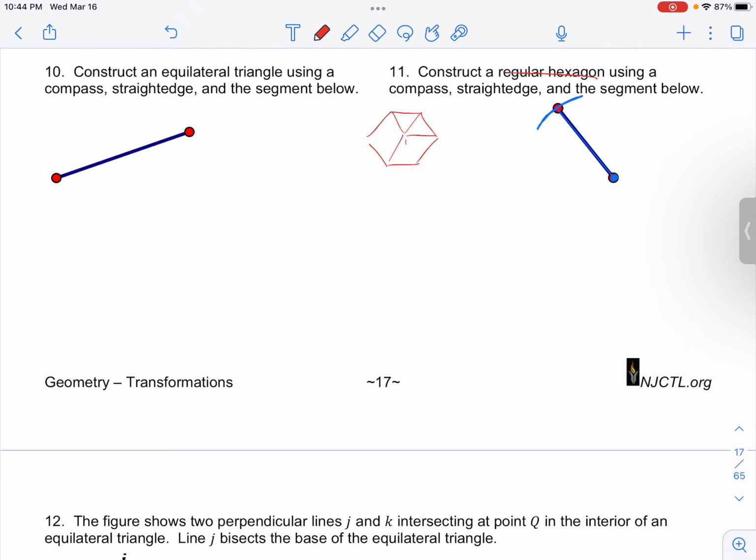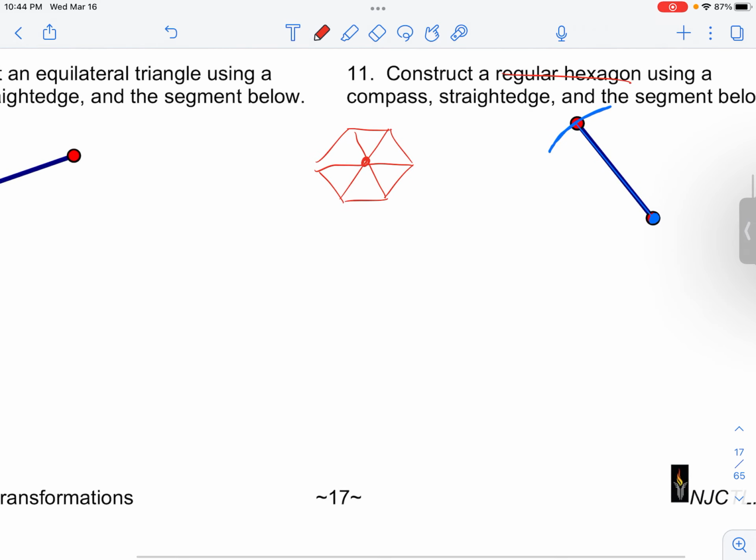So when we construct, if we draw lines from opposite vertices, they will all intersect at the center. And since they all intersect at the center, since we have 6 lines, that's 360 degrees divided by 6, meaning that each of the interior angles here will be 60 degrees.